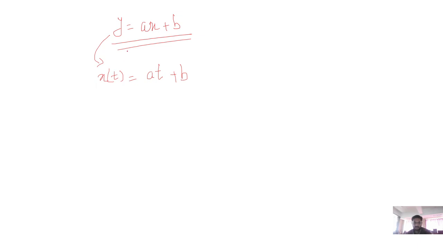Is it making sense? So what is y? Y is a function of x, right? In our straight line or any equation, y is a function of x and it is written like this. So here, instead of y, I have written x of t is equal to at plus b. So tell me what a represents in this equation. What is a? Can anyone tell? Slope. Slope. And what is b?